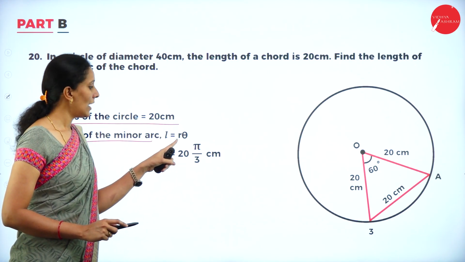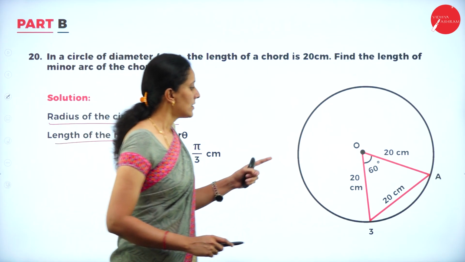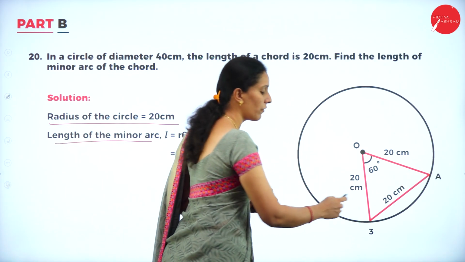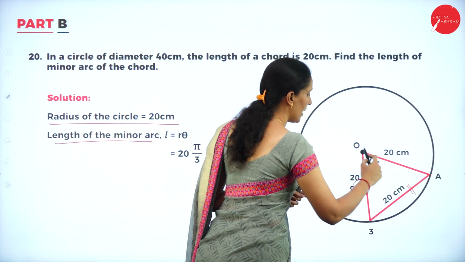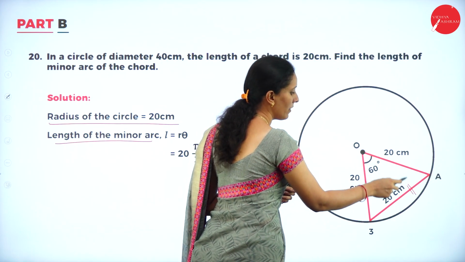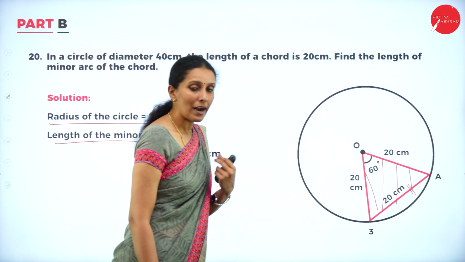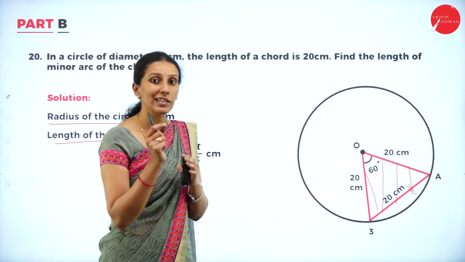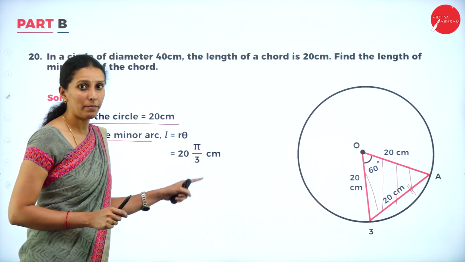We know the formula L is equal to R theta. R is 20. What about theta? See here, we have a chord of length 20 centimeter. So this is the chord. So when you join this from the center, these are the two radii. Hence we have here one small equilateral triangle. In an equilateral triangle, angles are 60 degrees. Hence, what is the value of theta? It is nothing but pi by 3.